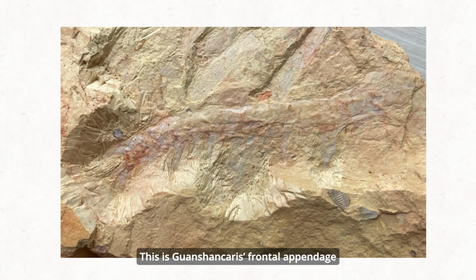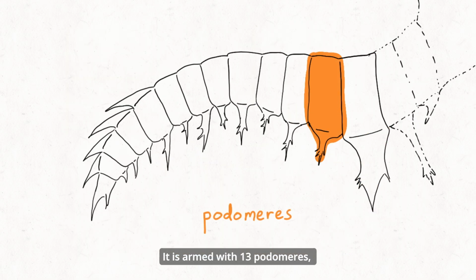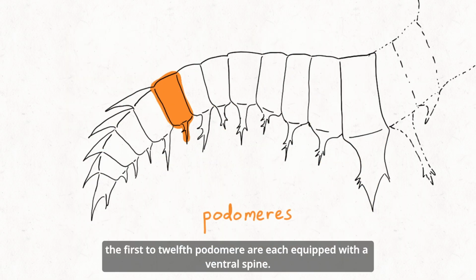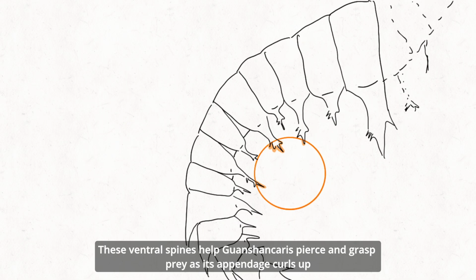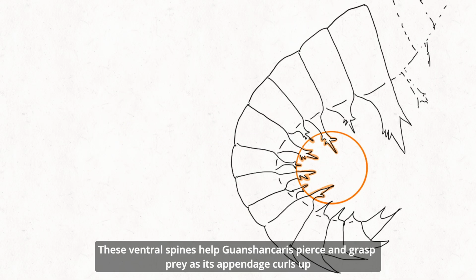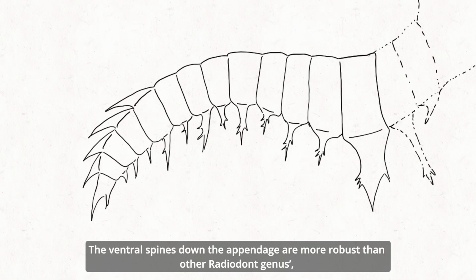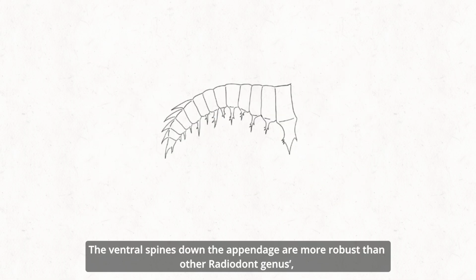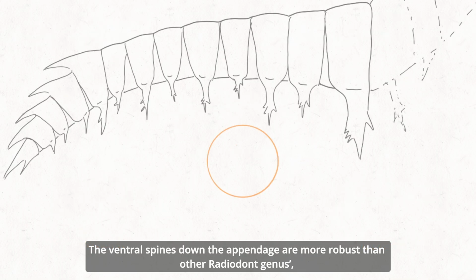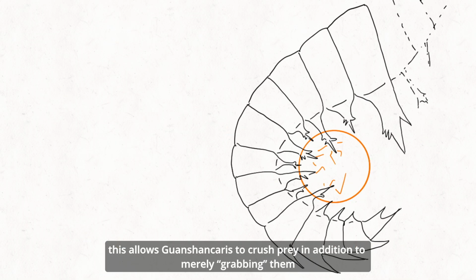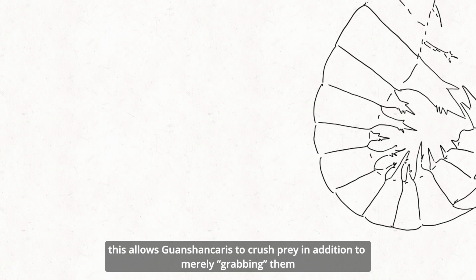Like most other radiodonts, Guanshan caris had swimming flaps across its body, compound eyes, and two segmented frontal appendages. This is Guanshan caris' frontal appendage. It is armed with 13 podomeres. The first to 12th podomere are each equipped with a ventral spine. These ventral spines help Guanshan caris pierce and grasp prey as its appendage curls up. The ventral spines down the appendage are more robust than any other radiodont genus. This allows Guanshan caris to crush prey in addition to merely grabbing them.